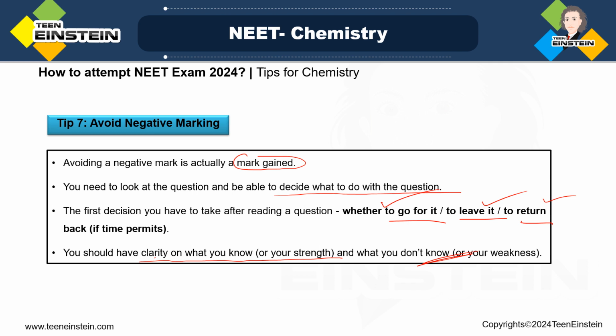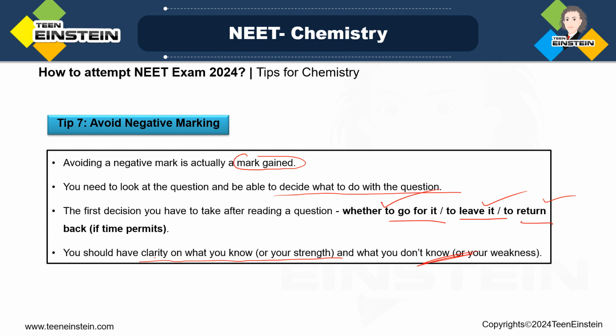And this clarity will obviously come only when you are doing so many mock tests. Then you will be able to understand: these are my strengths, these are my weaknesses. If you are just mentally imagining it, I will suggest you write it on some paper, which chapters you are comfortable with and which you are not, because that will help you to choose whether you will go for some question or not. It is not that all the questions you have to do correctly.